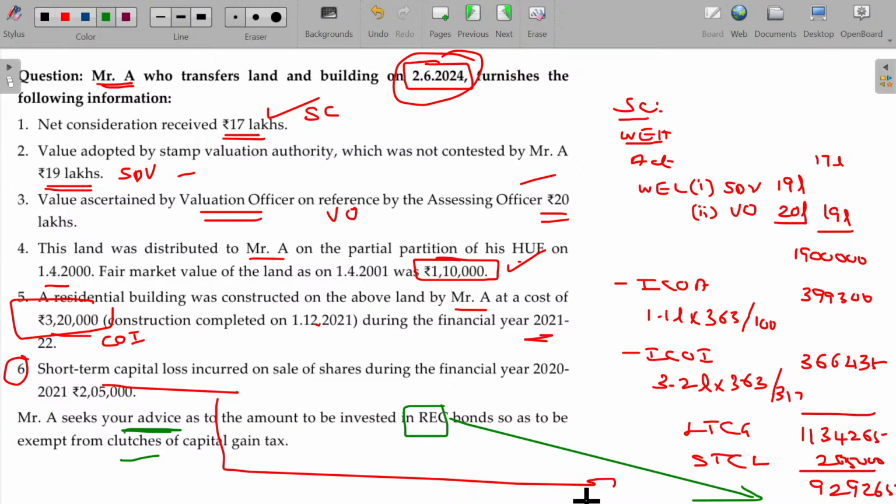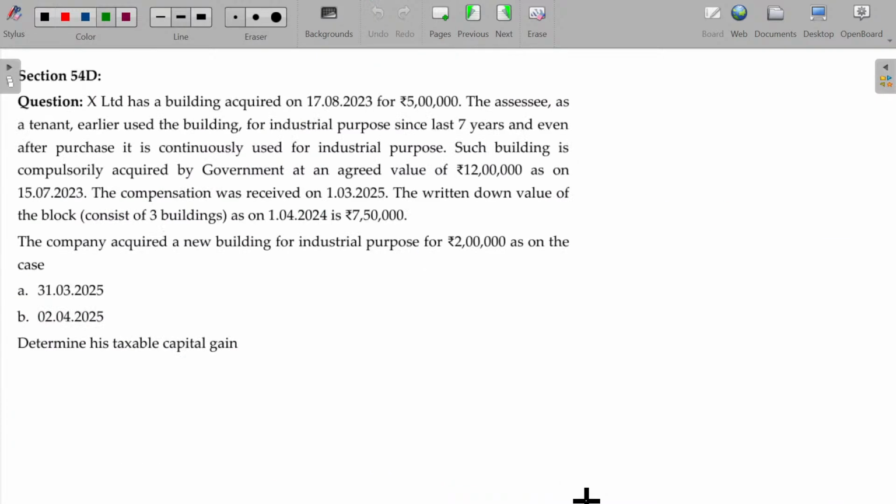Next, we'll move on to the next one. X Limited has a building acquired on 17/8/2023 for 5 lakhs. The assessee as a tenant earlier used the building for industrial purpose since last 7 years.